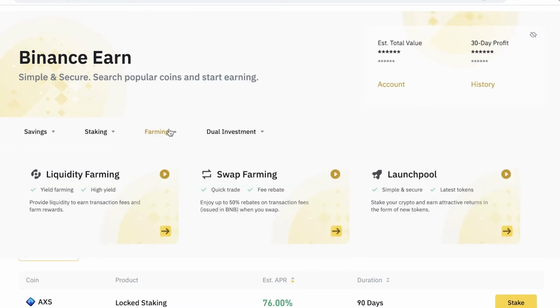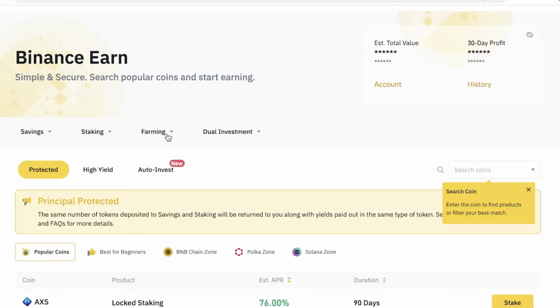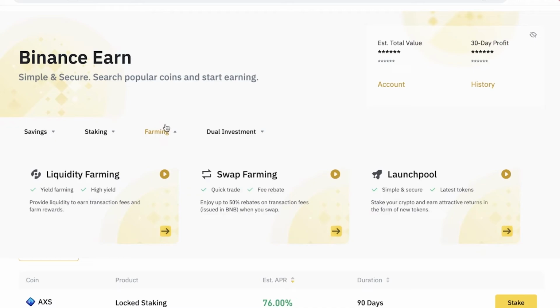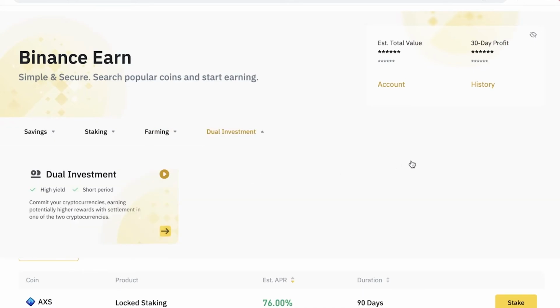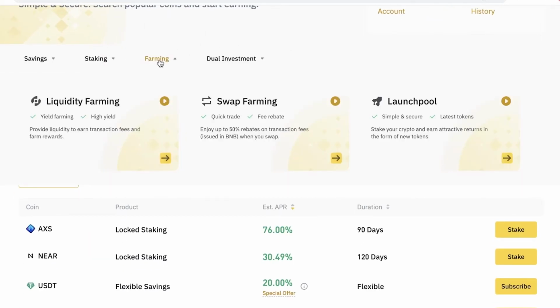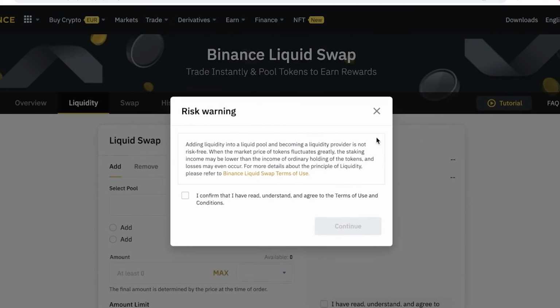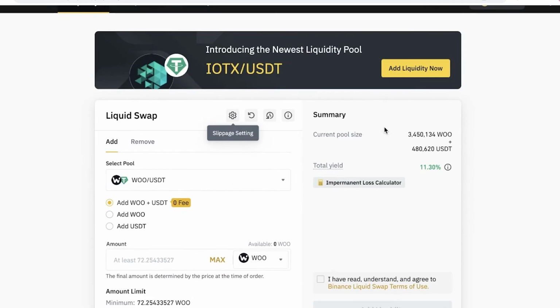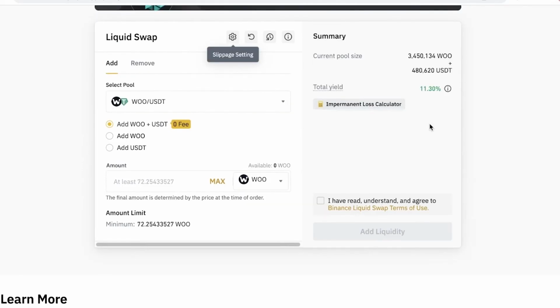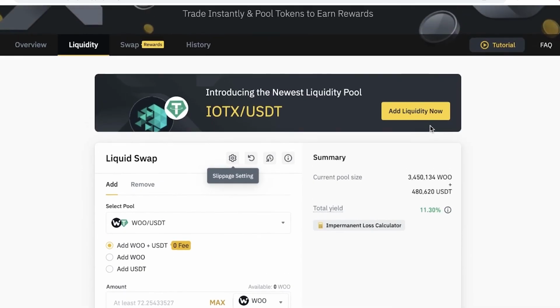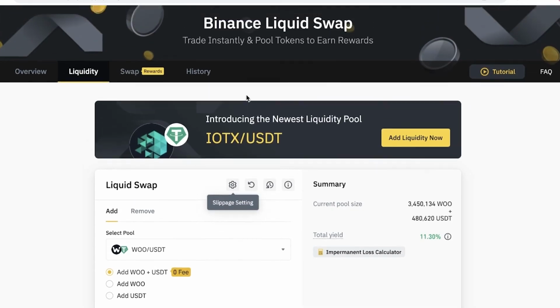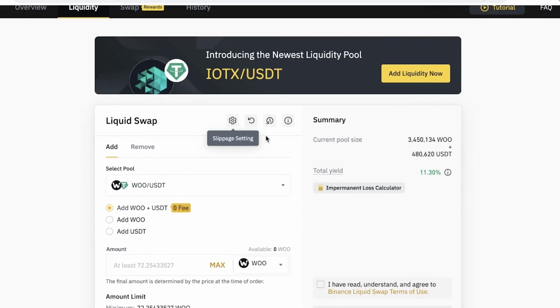Then you have yield farming. So if you go onto the farming section on Binance Earn, you have liquidity farming, you have swap farming, and you have other types of farming as well. So if you go into liquidity farming, you will be introducing risk, and whenever you are introducing risk, it means that you will be able to get losses as well. So for beginners, I don't recommend using liquidity farming to stake their Ethereum.